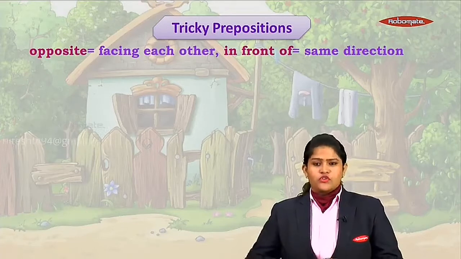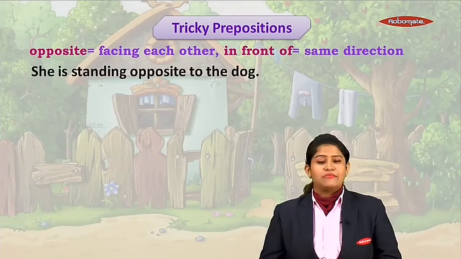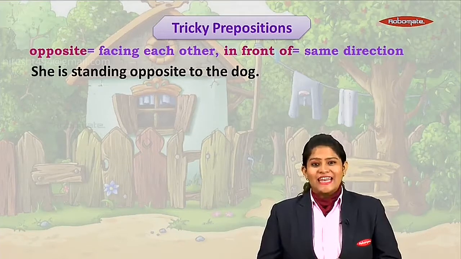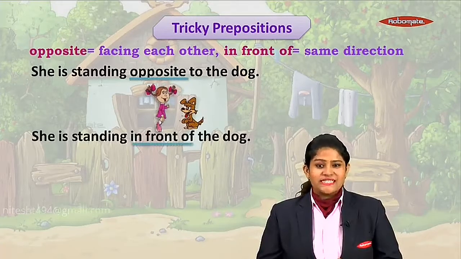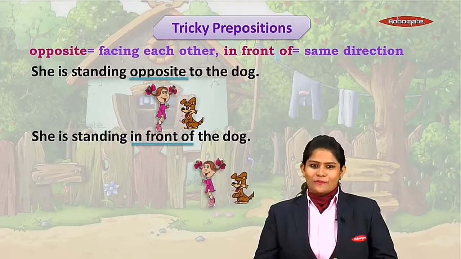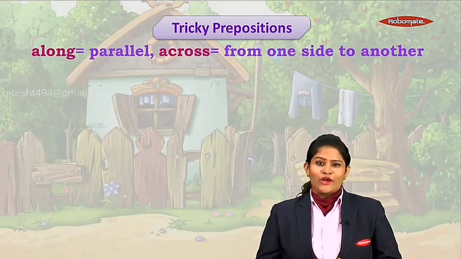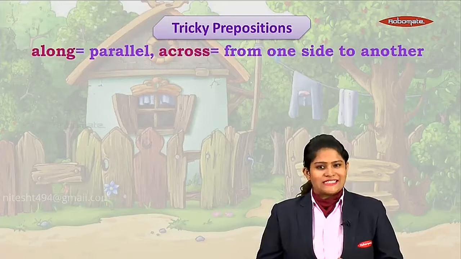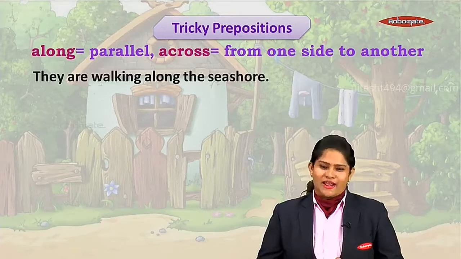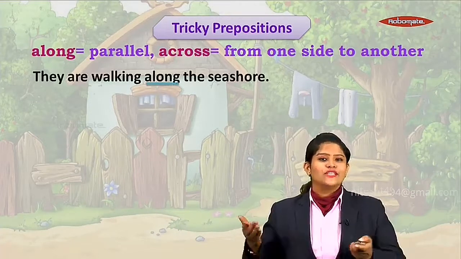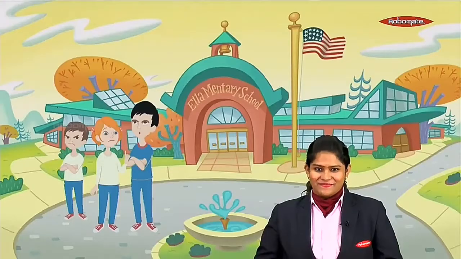Opposite and in front of. So when I'm saying opposite, it means facing each other. And when I'm saying in front of, it is the same direction. For example, she's standing opposite to the dog. The other example, she's standing in front of the dog. So that's the same direction. Next, along and across. So when it is along, it basically means a parallel activity. And when it is across, it is from one side to another. So they are walking along the seashore. And the old man swam across the river.